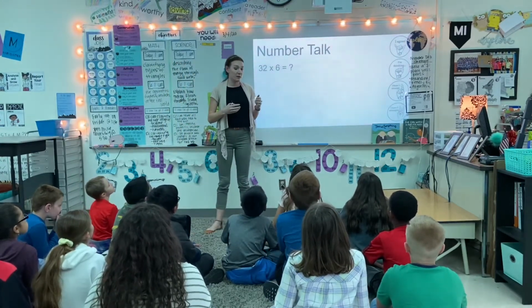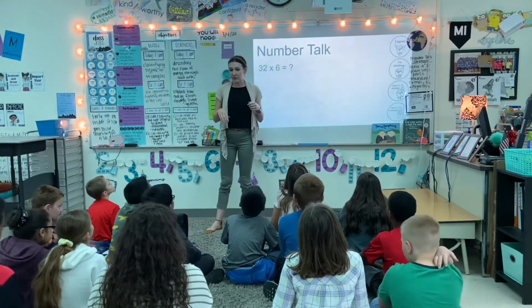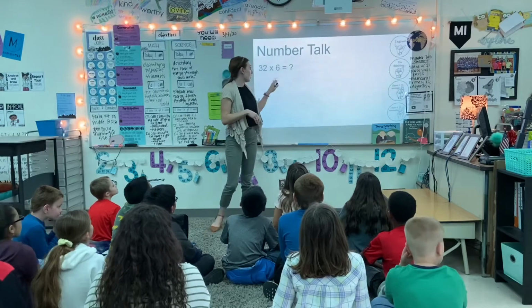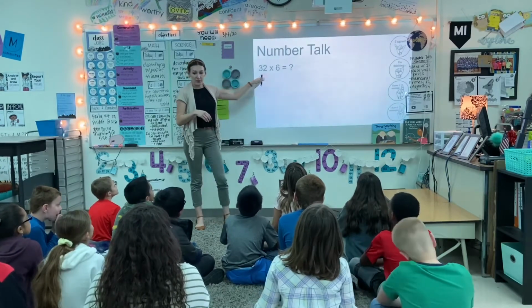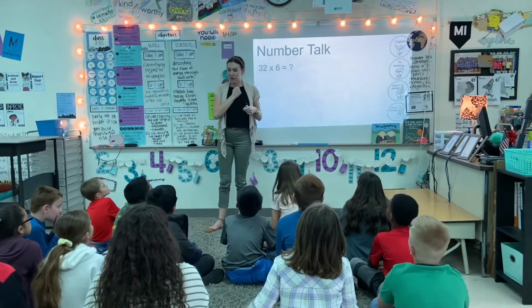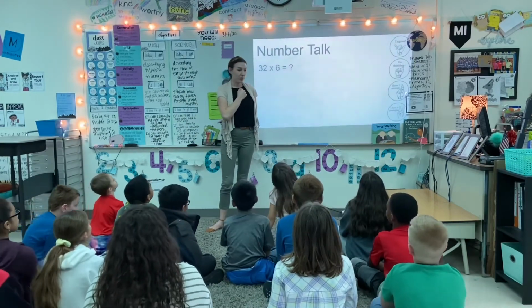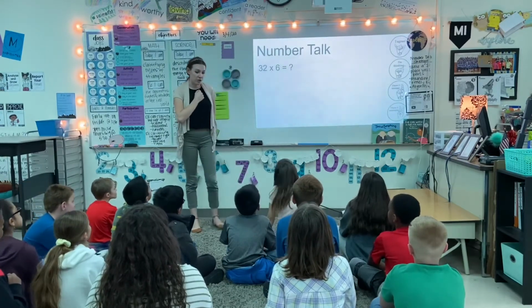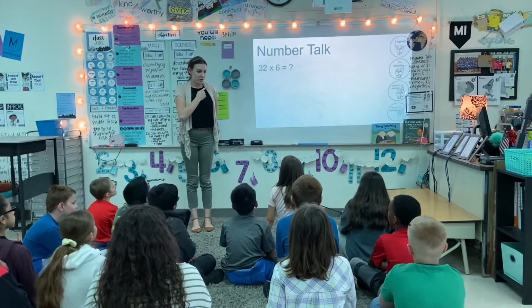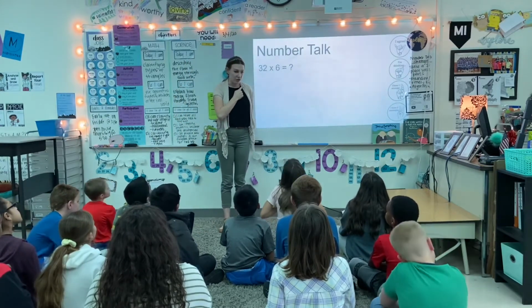Today we're going to be modeling a number talk. So very quickly, let's go over our expectations for a number talk. Our equation today is 32 times 6. Remember, when you're thinking, you have a closed fist on your chest. When you thought of one strategy that you can use to solve this equation, you're going to put one finger up. This lets me know that you have thought of at least one way to solve this equation.